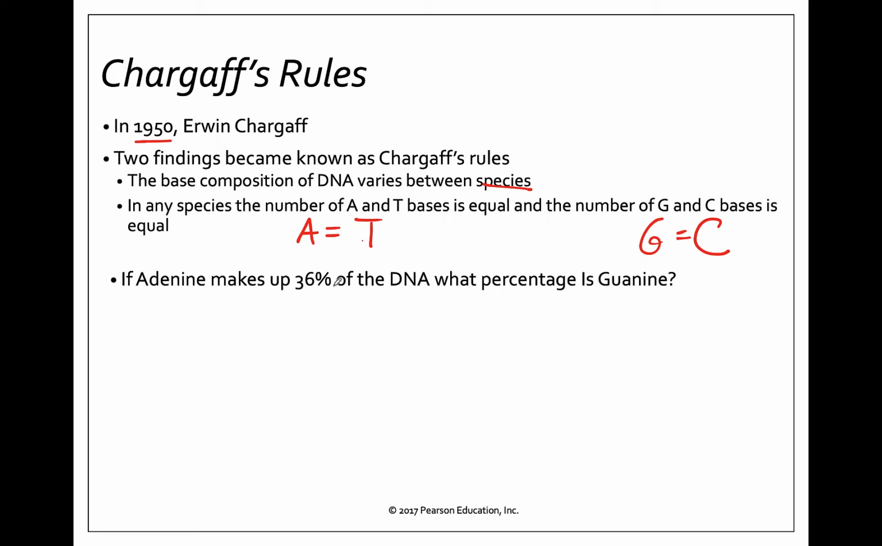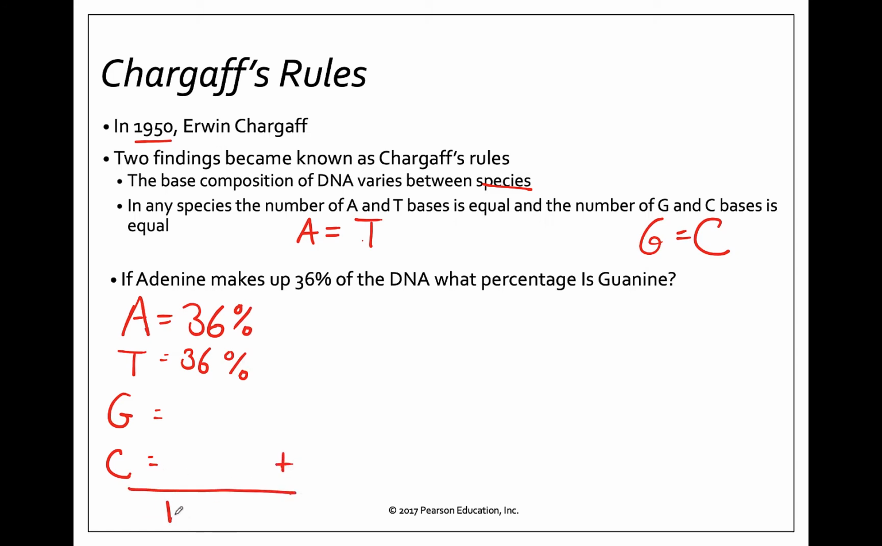So this means if you know the percentage of a single nucleotide, so in this practice problem here, we know that adenine makes up 36% of the DNA. You can actually figure out the percentage of all of the other bases. So we know adenine is equal to thymine, and there are only 4 bases, guanine and cytosine. We know that all 4 of these make up all of the DNA, so they have to add up to 100%, right? That's all of it.